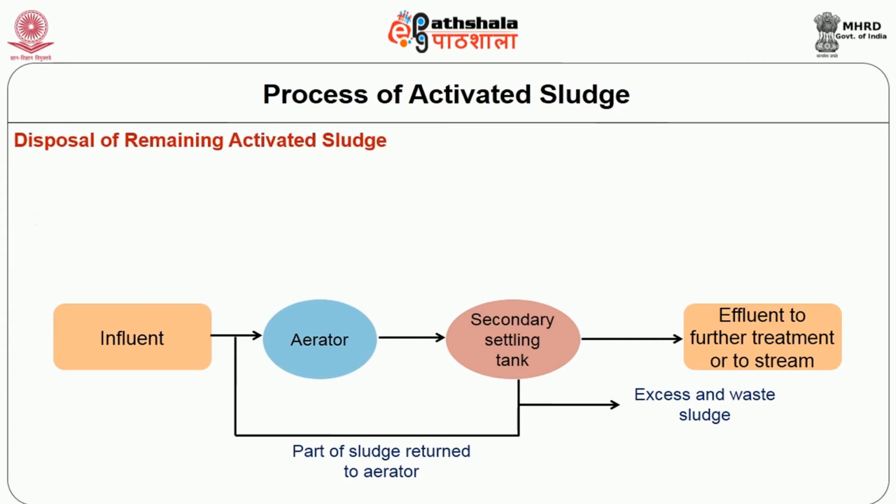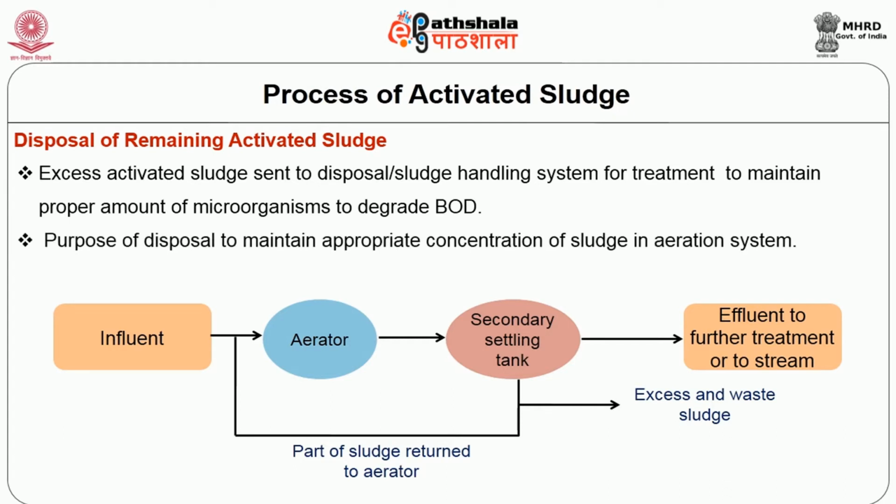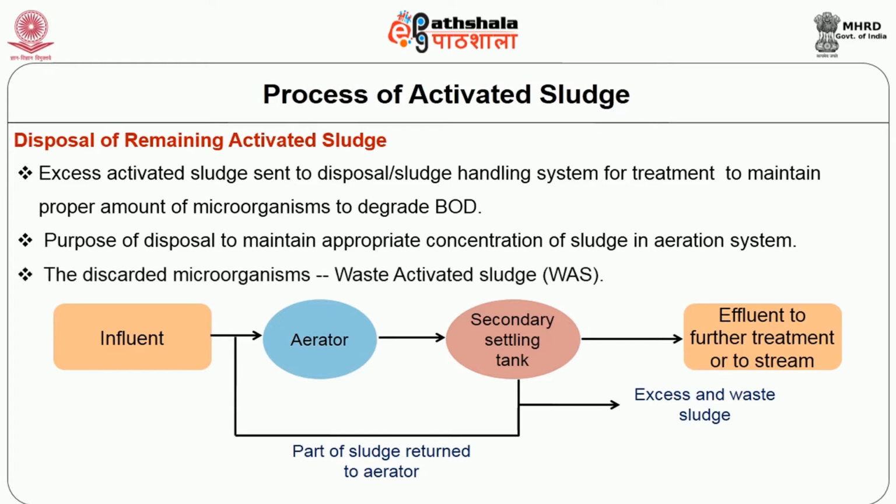The fifth step is the disposal of the remaining activated sludge. Excess activated sludge is sent to the disposal or sludge handling system for treatment in order to maintain the proper amount of microorganisms to efficiently degrade the BOD. Thereby, the main purpose of disposal is to maintain appropriate concentration of sludge in the aeration system. The discarded microorganisms are called the waste activated sludge.